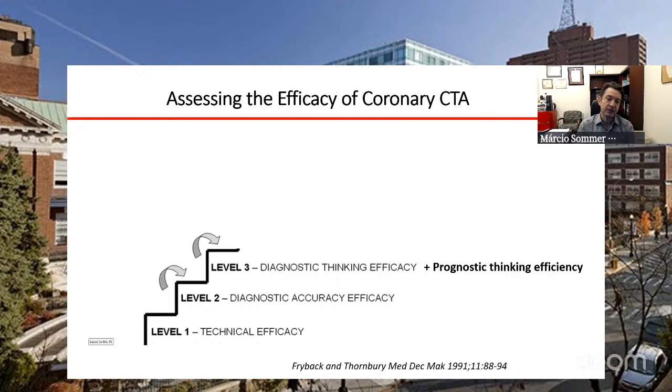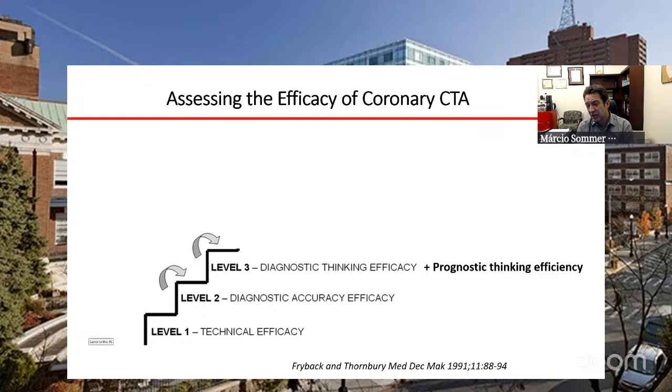And level 3 is where we start to get things more interesting. The traditional Fryback and Thornbury classification calls level 3 diagnostic thinking efficacy. So that's when it informs your diagnostic ability. That's when it tells you as a clinician how to use the level 2 information in a meaningful way. Meaning, before the test, I didn't know what it was. After the test, I know what it is, or I'm more certain of what it is. This test is helping me on the diagnosis, and ideally versus other methods that we currently use.